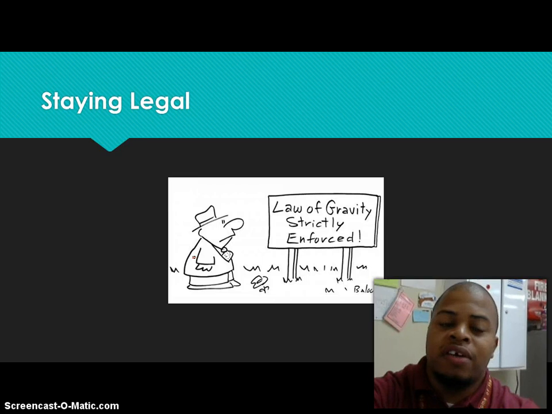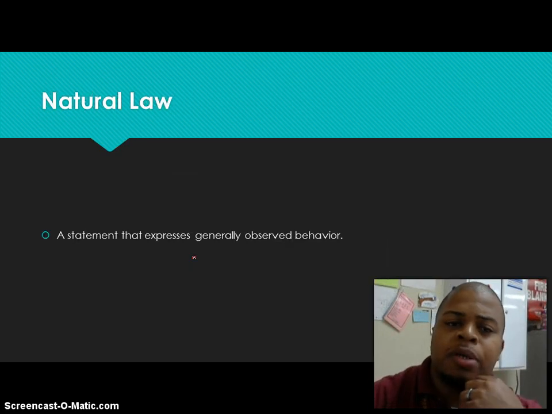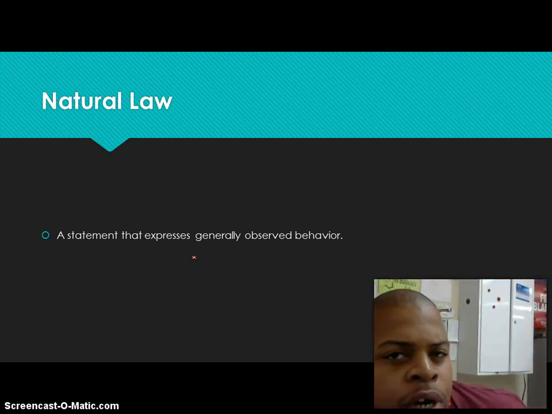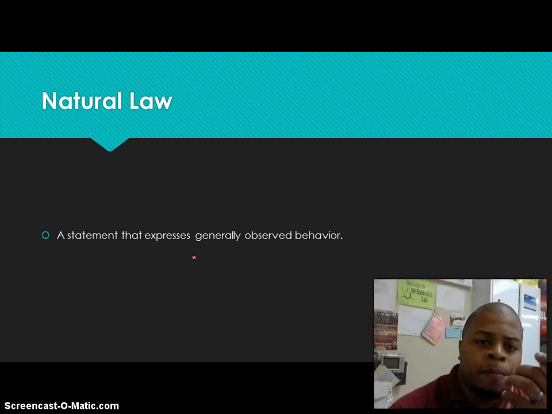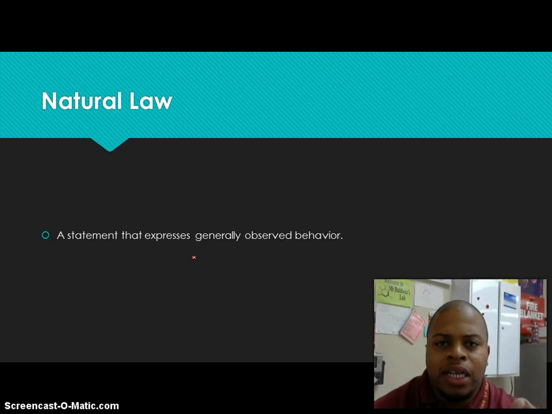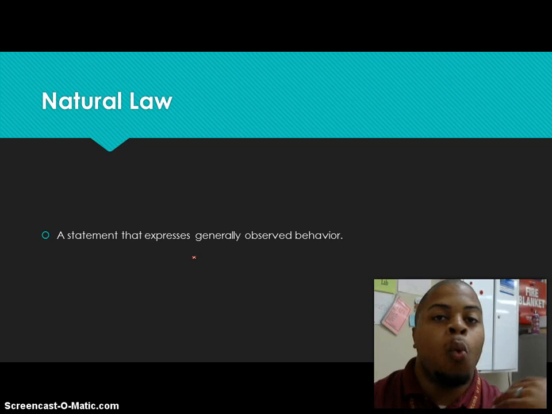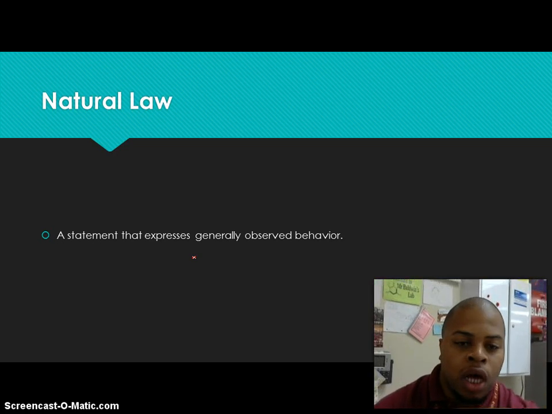Now, I just thought this was a little funny. Law of gravity is strictly enforced. As we deal with scientific laws, many times these are going to be things that are observed on a regular basis, every day, and they are the what that happens. Remember, we said a theory is going to be the attempt at why, but the actual law is going to be the what.